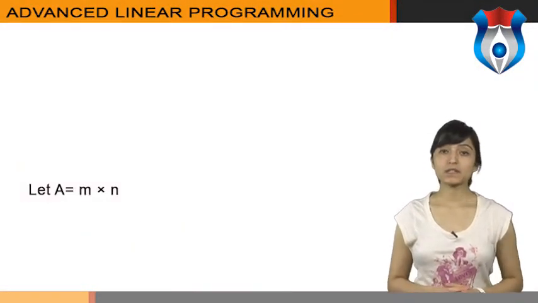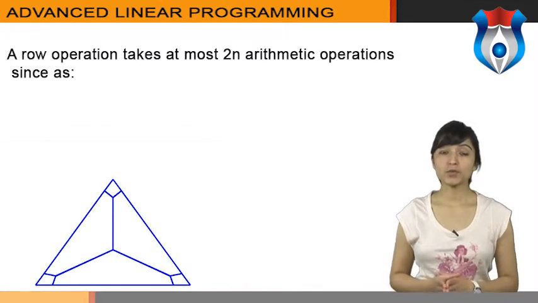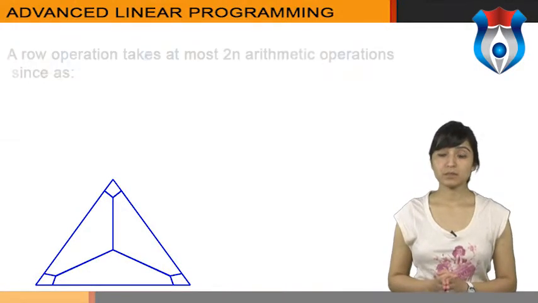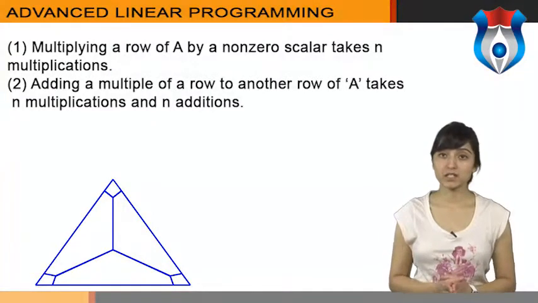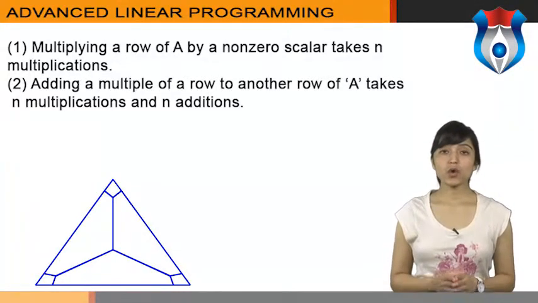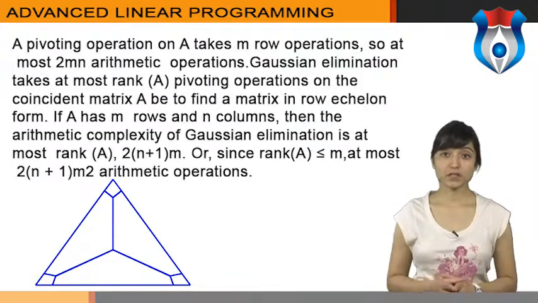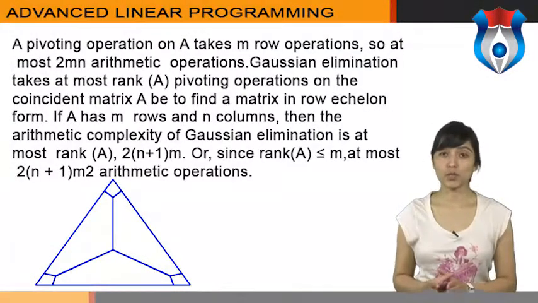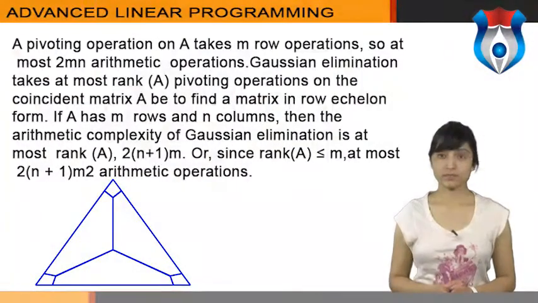The arithmetic complexity of matrix operations and pivoting. Let A be an m cross n matrix. Then a row operation takes at most 2n arithmetic operations, since multiplying a row of A by a non-zero scalar takes n multiplications, and adding a multiple of a row to another row of A takes n multiplications and n additions. A pivoting operation on A takes m row operations, so at most 2mn arithmetic operations.